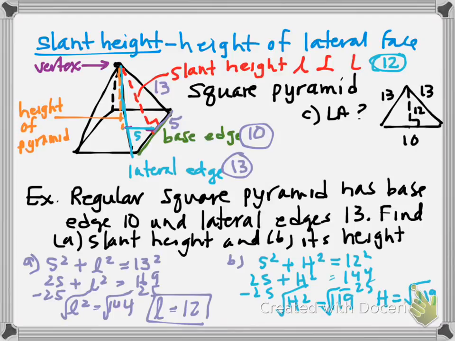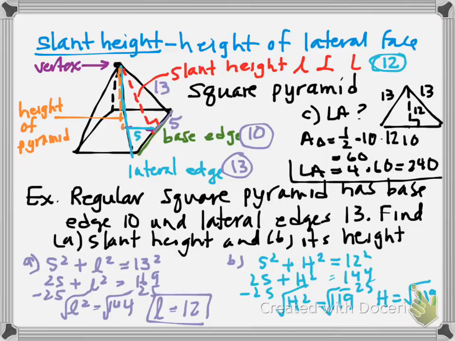So to figure out the area of one triangle, it's 1/2 the base times the height. So that gives me 60. But for the lateral area, there are 4 triangles each with an area of 60, and that gives me a lateral area of 240. Okay.